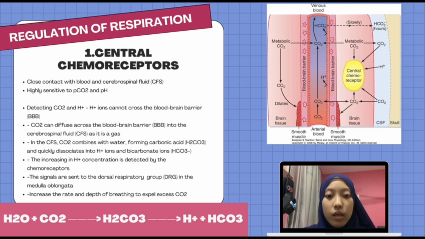Inside the brain, carbon dioxide reacts with water to form carbonic acid, which quickly dissociates into hydrogen ions and bicarbonate ions. The increase in hydrogen ions directly stimulates the central chemoreceptors. This stimulation sends signals to the dorsal respiratory group, DRG, in the medulla oblongata, and then increases the rate and depth of breathing to expel excess carbon dioxide.